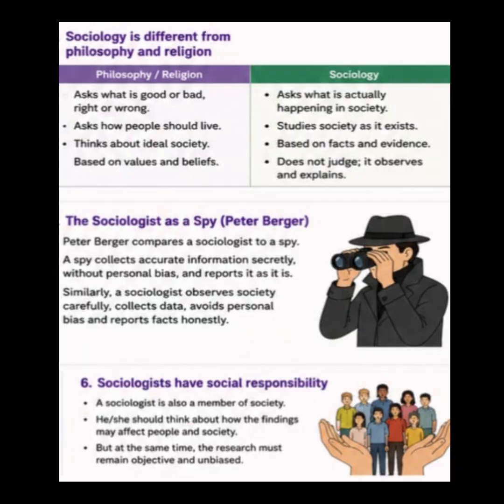Now let us understand how sociology is different from philosophy and religion in studying society with a suitable example. For example, philosophy and religion ask what is good or bad, what is right or wrong, whereas sociology asks what is actually happening in society. Philosophy or religion may ask how people should live, but sociologists study society as it exists. Philosophy and religion may think about an ideal society, whereas sociology is based on fact and evidence.